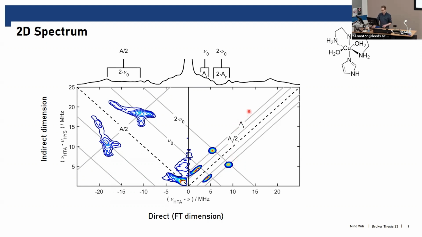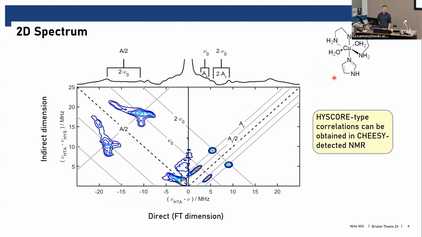Yeah, and I think you can do this HYSCORE-type correlation also in this echo detected NMR. Actually, you don't need the chirp pulse. So this you could actually also do with normal EDNMR, but I think no one has ever done it. But in case you would ever be interested in this, you could make it work. That's pretty lucky.